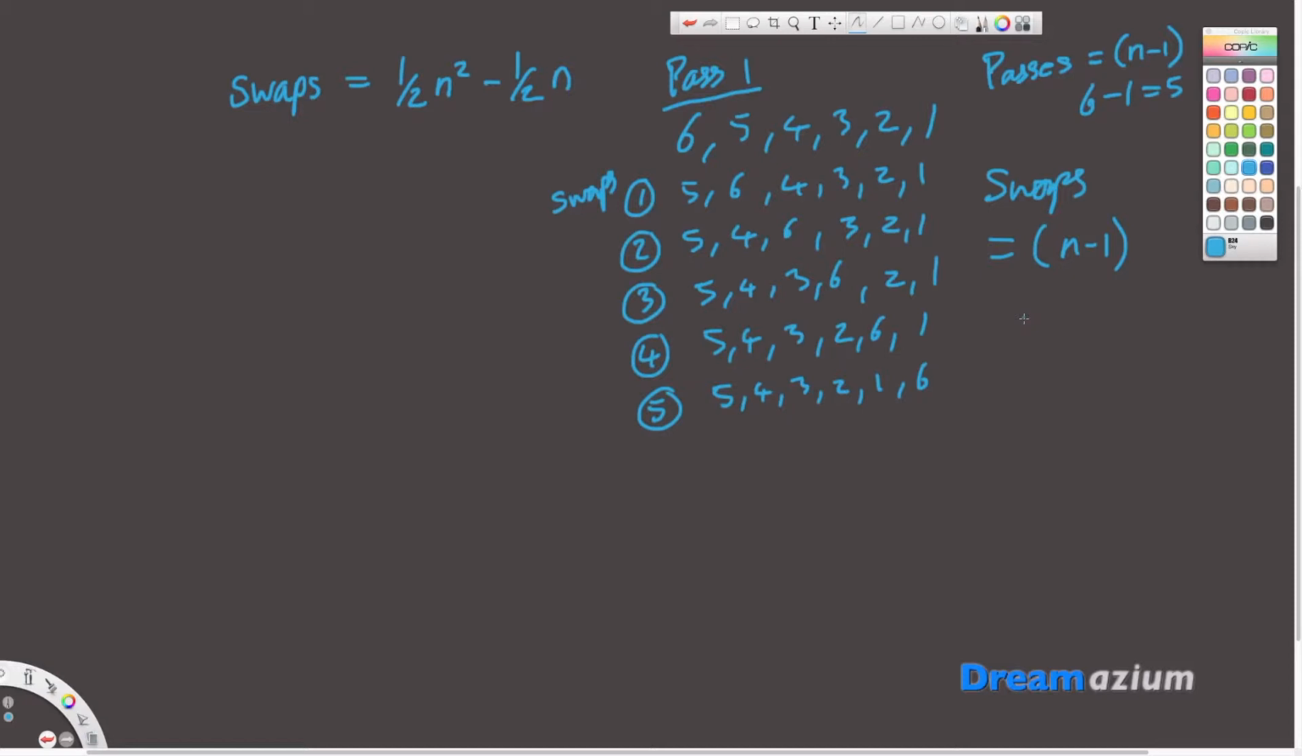Well, if we look closely at this list here, it's an arithmetic sequence. So we can use the formulas in arithmetic sequence, but we want to add up how many swaps are happening. So there's a formula to do that, which is n times a sub 1 plus a sub n divided by 2.